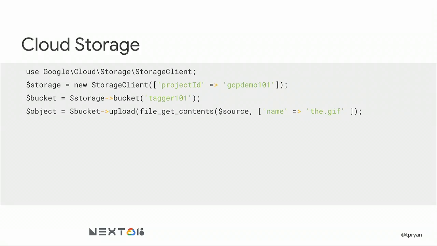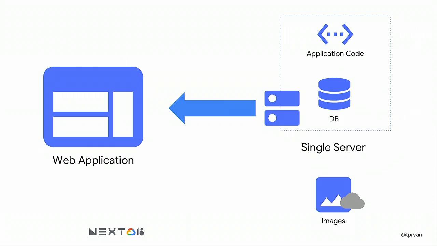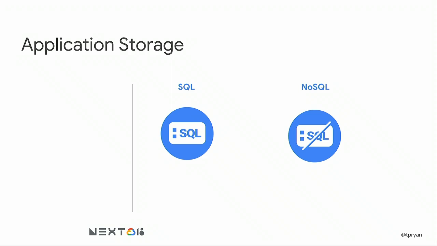So basically, I just swap that in, and then our app is looking like this now. I've moved all of the images to a cloud-based solution. The application code is still living on the same machine as the database, and we should fix that. So let's go to the next and talk about application storage. Clearly, we get the whole SQL versus NoSQL conundrum.